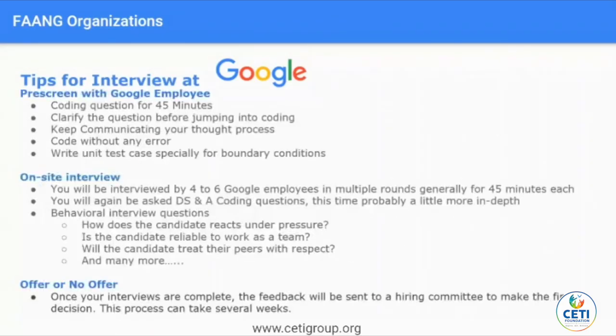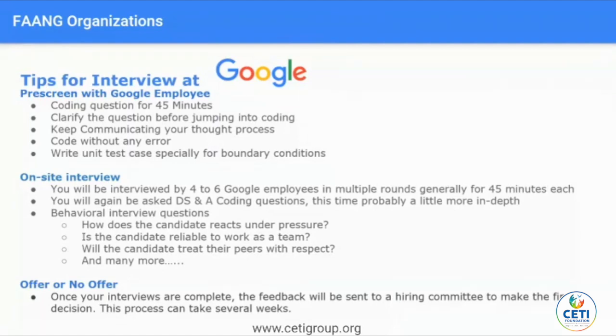Now, in the first round, they have a pre-screen with a Google employee, a coding question for 45 minutes. Clarify the question before jumping into coding, keep communicating your thought process, and code without any error. This is a requirement. Try not to have any error. That is why I tell you, if you're applying for Google and you got a call, try to write it in pure Notepad and then try to compile it. That habit you should have. They will not allow you any IDE. Write unit test cases especially. This will impress them, as many people don't write unit test cases. Especially for boundary conditions, you should write unit test cases. Sometimes we write only for the happy path case, right?